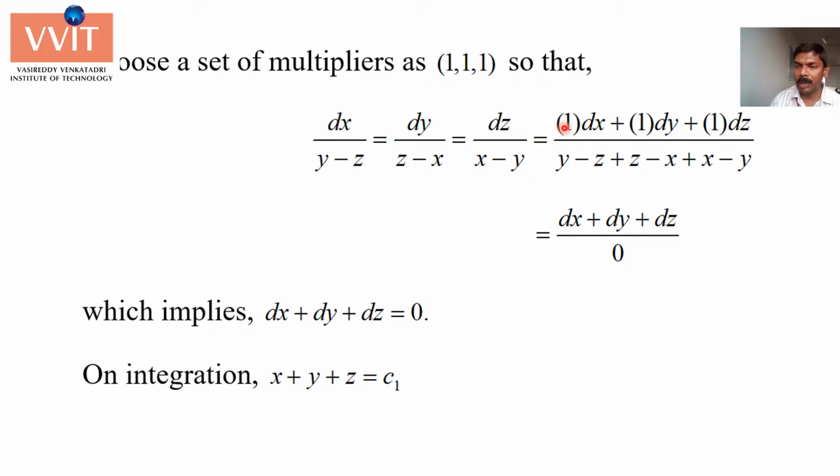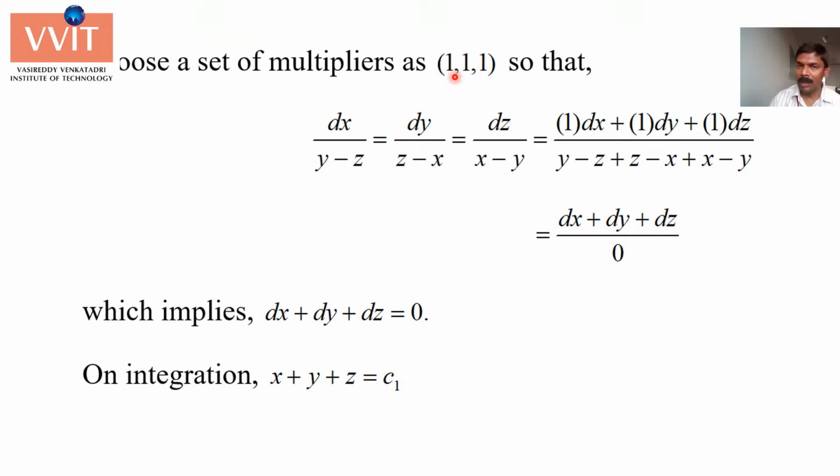In the theory part, I am calling this L1 dx plus M1 dy plus N1 dz. After cancellation you get 0, then cross multiplication leads to this equation. So we get x plus y plus z equal to C1. This is the first part of the solution. And one more point you have to remember is, first part of the solution and second part of the solution should be independent.